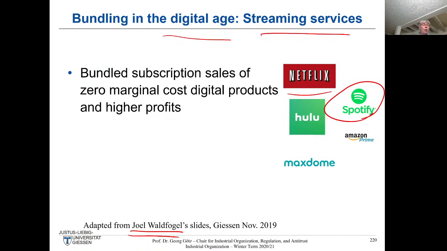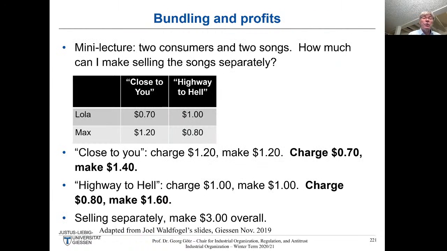And the point is, what is the rationale behind these bundled subscription sales of these digital products, which are of course special in that they have zero marginal costs? So why don't you pay for each song which you download or stream from Spotify, or for each movie or series which you watch at Netflix? Now, this is pretty much the same as what we just had, bundling and profits. This is a mini lecture he gave here in a sense.